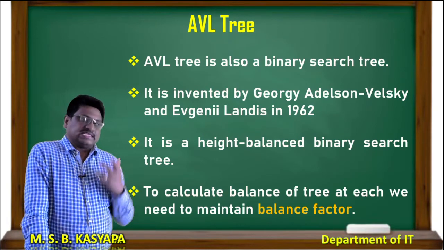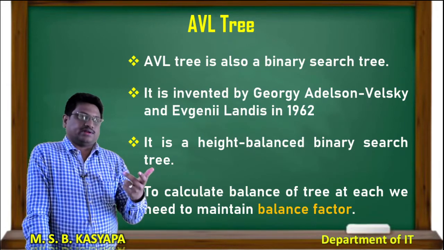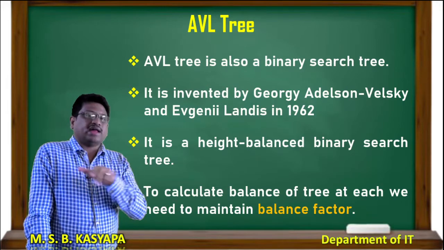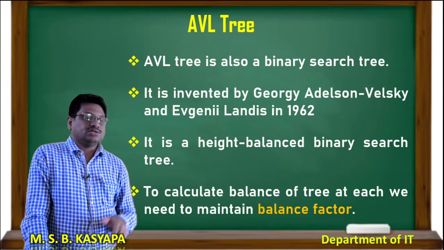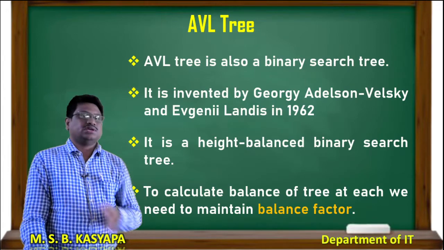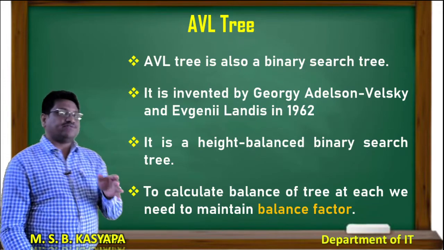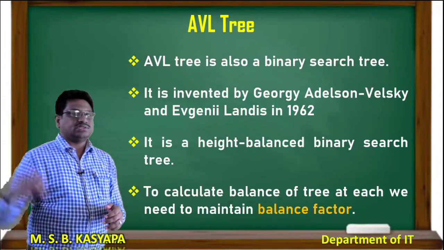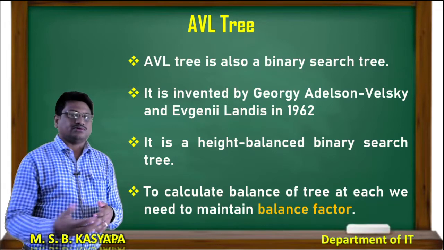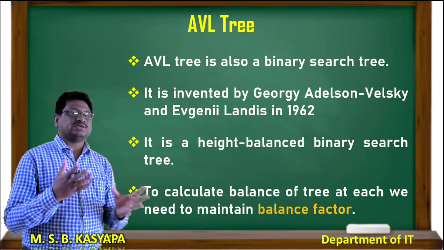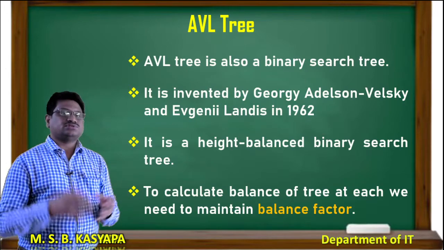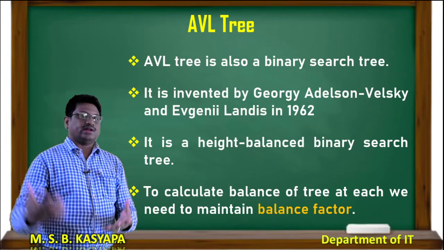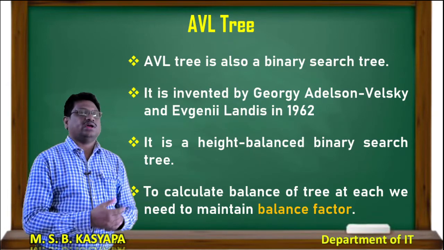An AVL tree is also one form of binary search tree, but it is a height balanced tree. In a left skew tree, all the values are inserted on the left side only. Is there any height on the right side? No. So to balance that height, we use the AVL tree. The AVL tree is nothing but a height balanced binary search tree, and a height balanced binary search tree is nothing but an AVL tree.